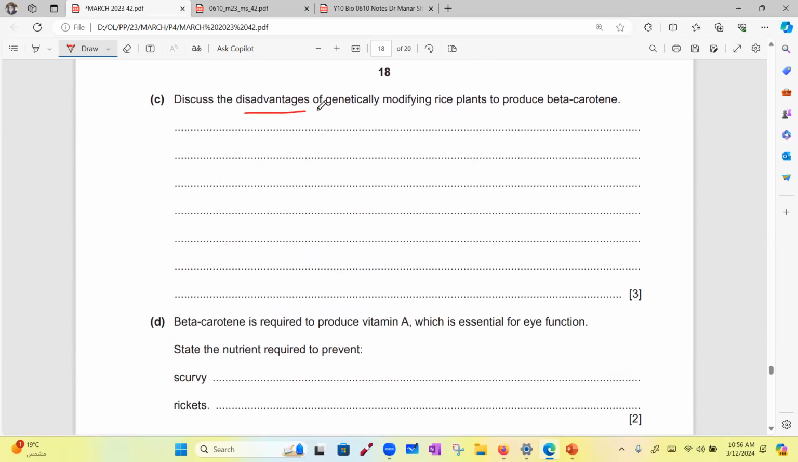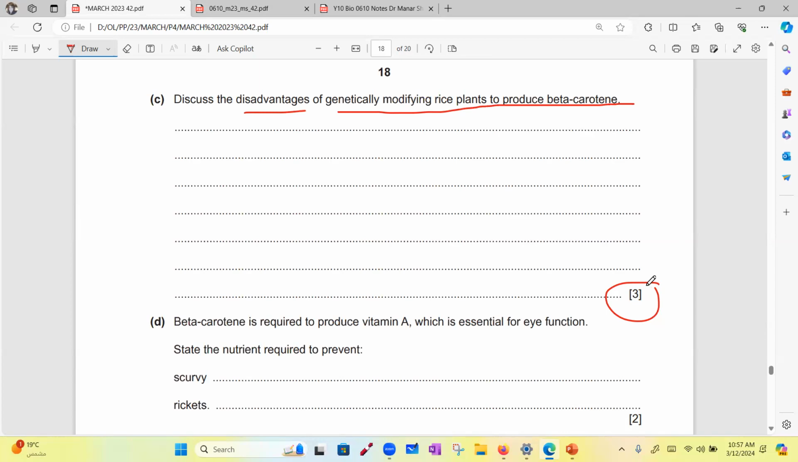Can you write the disadvantages of genetically modified rice plants? In other words, what are the disadvantages of genetic modification? Yes, I want 3. More or less? Less variation. What do you mean more diseases? No, you need to be more specific. In what? Yes, you're close. Okay.